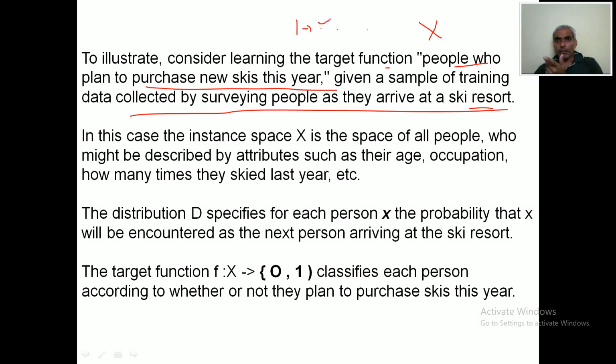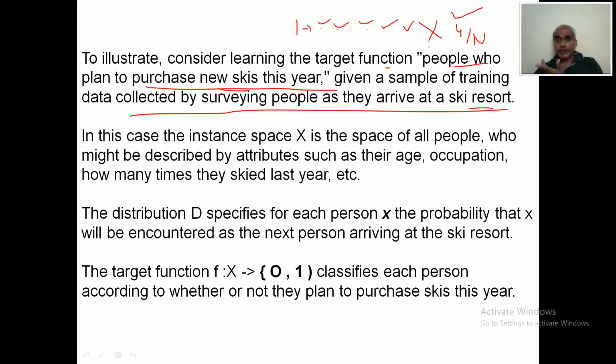Then he will collect the name of the person, age of the person, from which area he has come, how many times he has visited this place, whether he came last year also or this is the first time. Then he is going to ask the last target: are you going to purchase skis this year? He may say yes or he may say no, right? That is the target function. Whatever it is, he will enter it. So like this he collects that particular data.